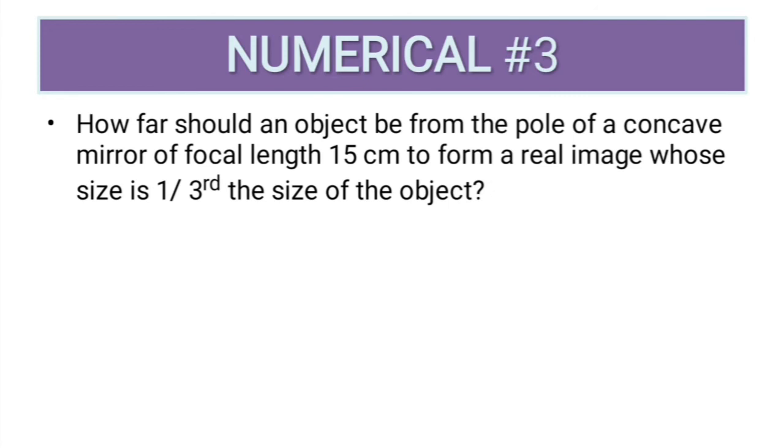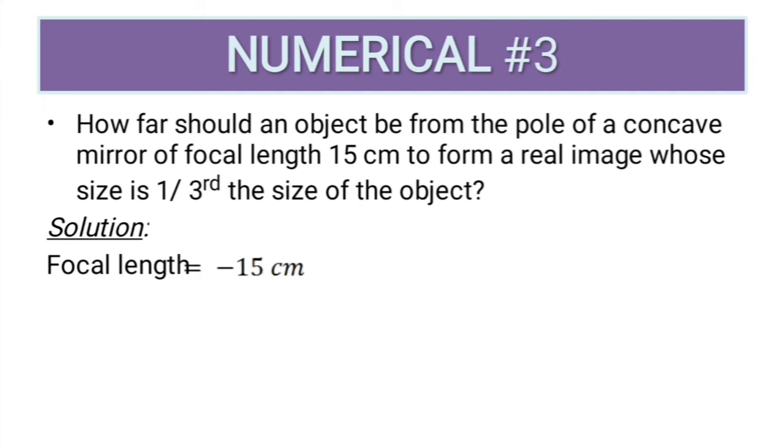So problem number 3 reads: how far should an object be from the pole of a concave mirror of focal length 15 cm to form a real image? So you have to find the object distance. Focal length has been given, which is 15 cm. What are the other things that are given? The other thing that is given is the size of the image is 1/3 of the size of the object. So you can start with the information that has already been given.